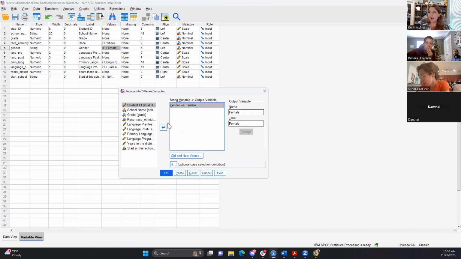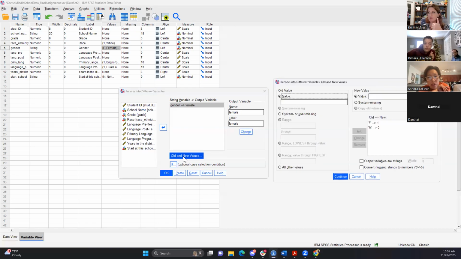And I'll move this back. Okay, so this is what it looked like. And the variable, it says input and output. So our input is gender. And what we want for an output, we want to create a variable that's called female. And when we did this assignment before, the name and the label were exactly the same. It was female and female, and you have to click change in order for it to populate here. So the string variable is gender, and we are transforming it into this variable female, which is actually going to become a numeric. So in order for us to change it, we have to click on this old and new values button. We're still good?